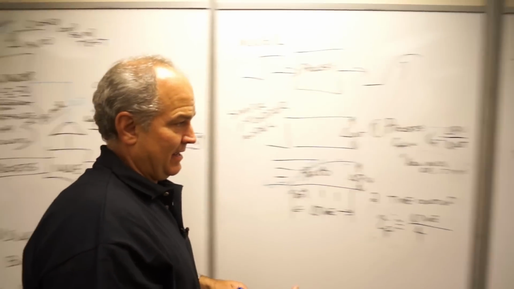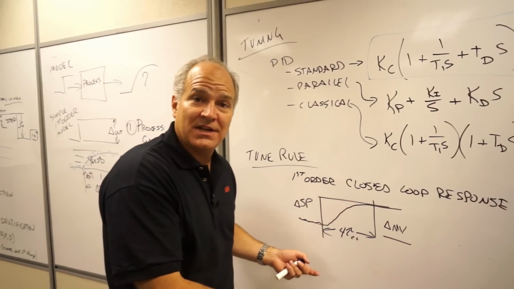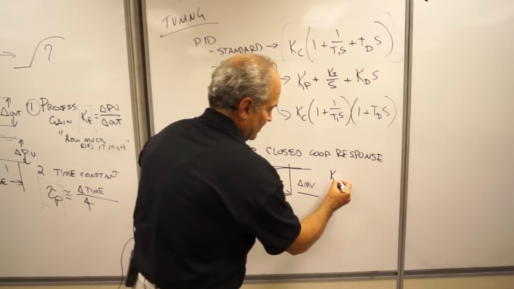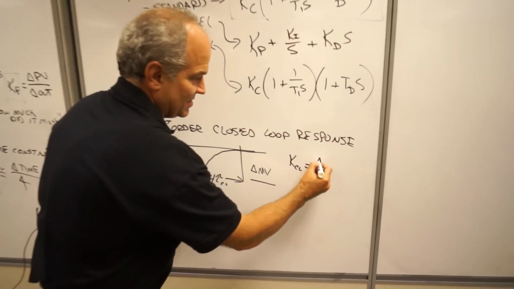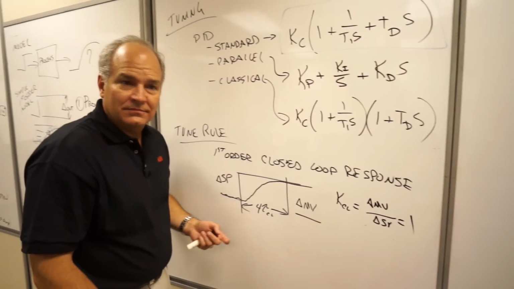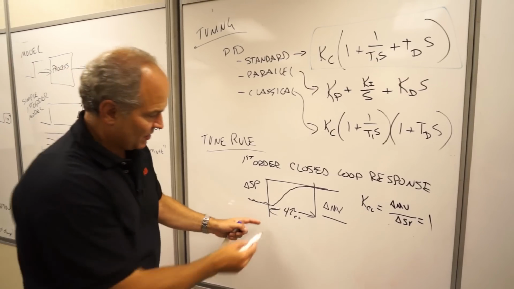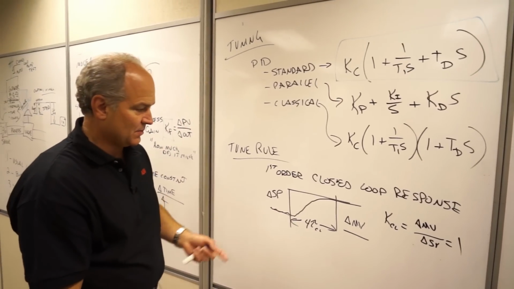So what we're saying is when I change the set point, I want the measured value to respond in this particular shape. In this case, the closed loop gain is the change in measured value over the change in set point, which is equal to 1. And the time constant is this total time divided by 4. So that's what it is.